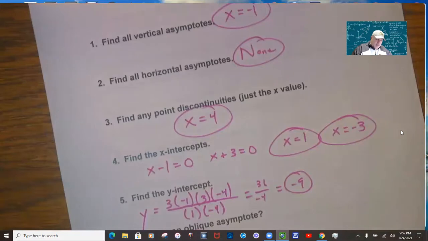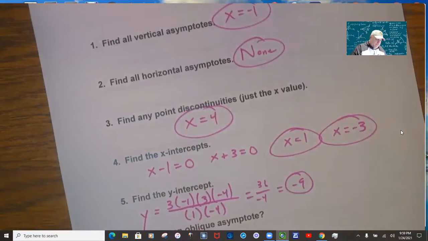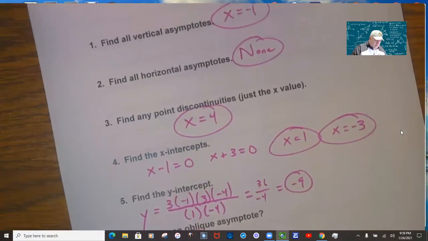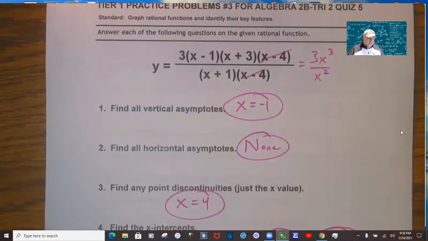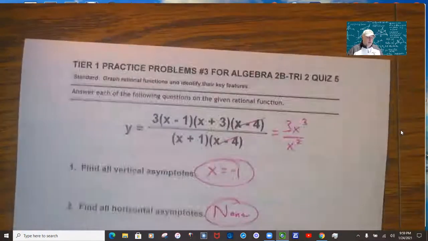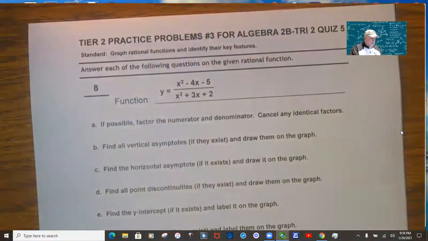True or false? The domain is all reals except 1. That's false. The domain is all reals except -1. Okay, so you're taking except -1 and 4, actually, both of those. Okay, so make sure you're going back to do those correctly. All right, problem 8.